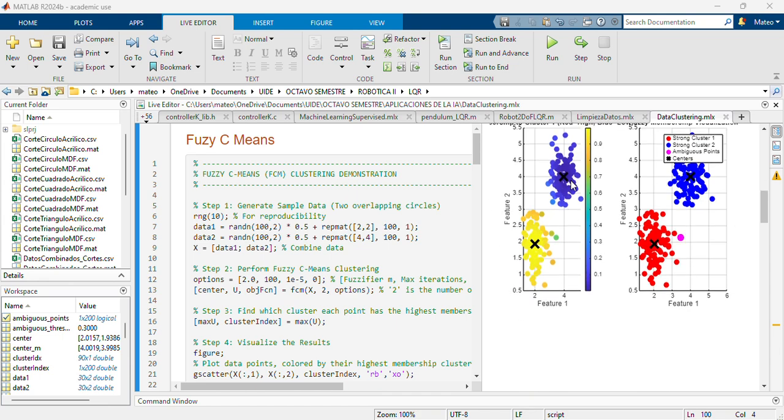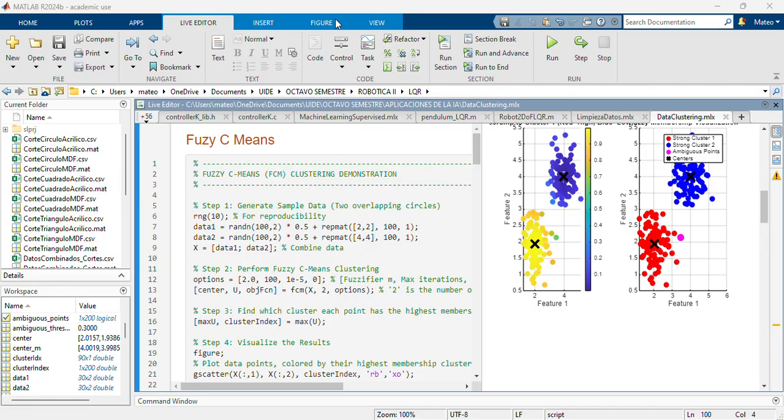see here. The different colors represent the relationship of that point to the data cluster. Here we can see that we have ambiguous points. This shows that maybe this data point is related in a certain percentage to one cluster or the other.